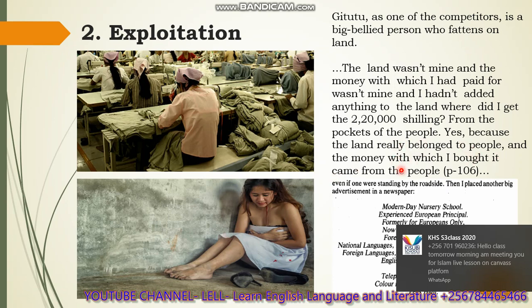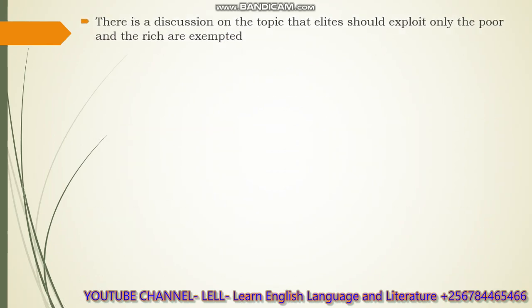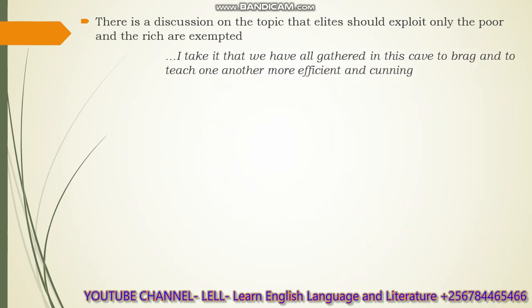So all of these are actually people that we have to look at and hate in our society and then fight. We have other incidences that explain the different exploitation that takes place in the novel Devil on the Cross. There is, for example, a discussion on the topic that the elites should exploit only the poor and the rich are exempted. This is also very funny. When Kihahu brags of having exploited fellow rich men, they are ironically very furious about it. The exploitation is classified with only the poor as victims. This is also very ironical.